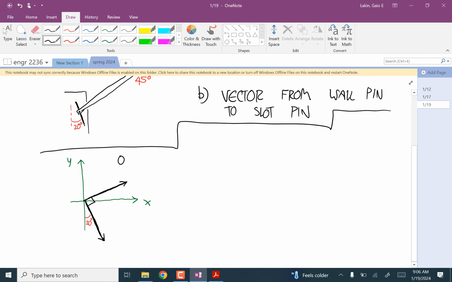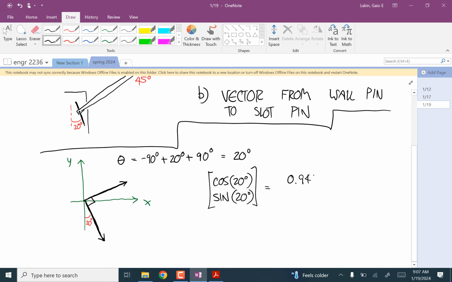So I'm going to think of this angle theta as equal to negative 90 plus 20 plus 90. And so you just get an angle of 20 degrees. And so a unit vector in that direction is going to be cosine of 20, sine of 20. So that's 0.940, 0.342.